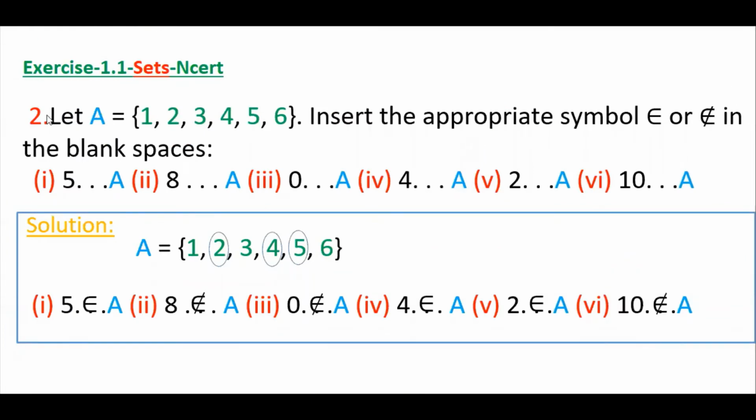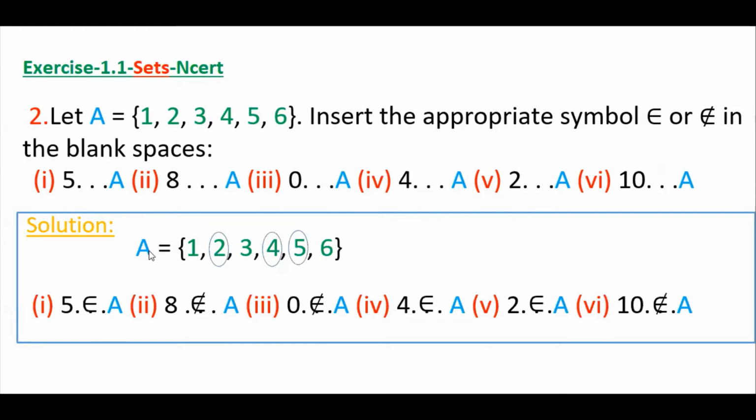This is second question from the same exercise. Let A is equal to {1, 2, 3, 4, 5, 6}. Insert the appropriate symbol, here this is belongs to and this is does not belong to, in the blank spaces. So here these are the questions they are given, 5 _ A, 8 _ A like this. You have to check whether this element belongs to A and this element belongs to A like that.